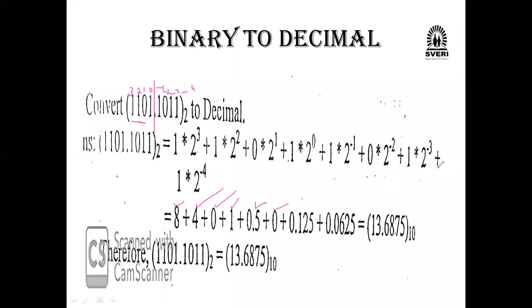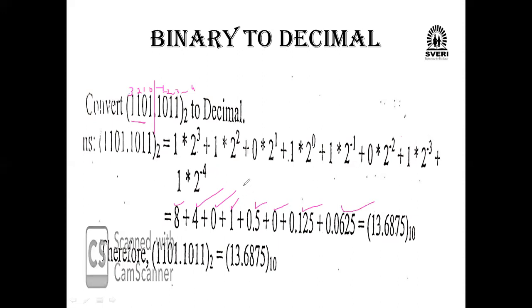So 2 to the power of minus 3 is nothing but 1 divided by 2 to the power of 3, which is 1 by 8, we can tell. 1 into 1 divided by 8 is nothing but 0.125. Next, 1 divided by 2 to the power of plus 4 is nothing but 1 divided by 16, which is 0.0625. We can write that one here now.